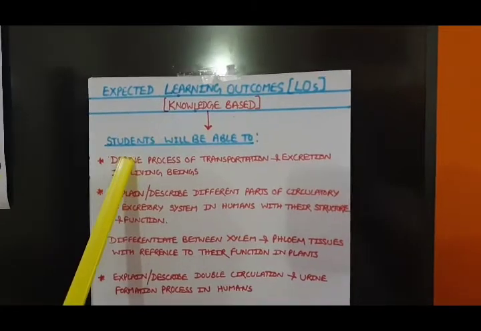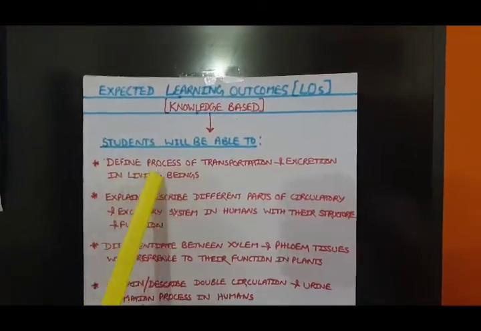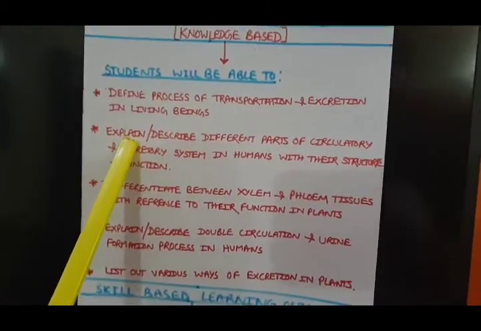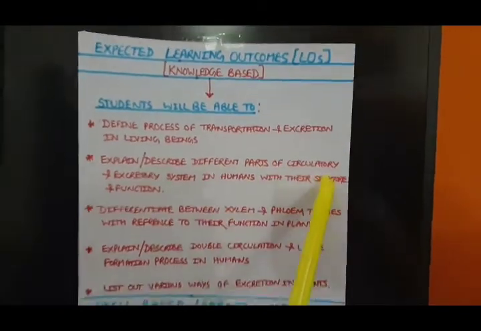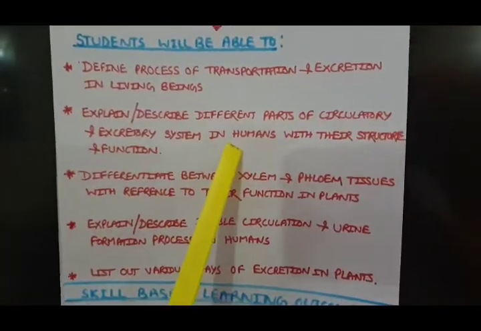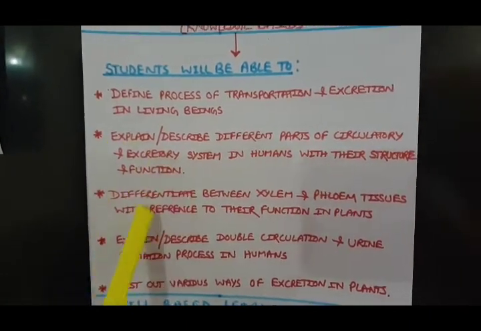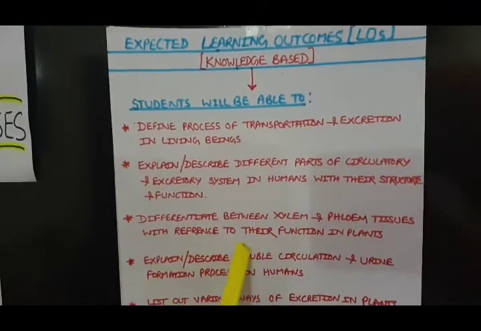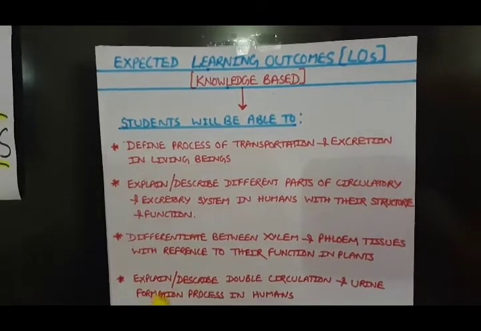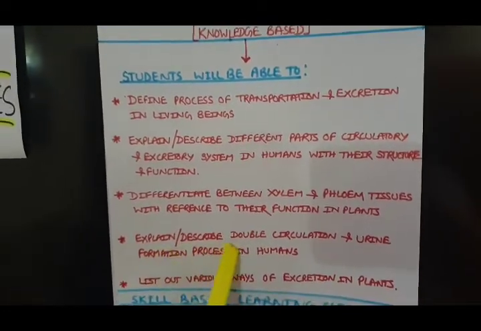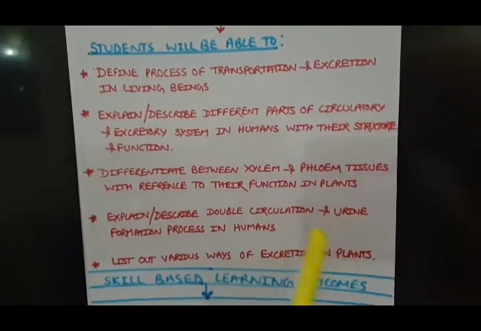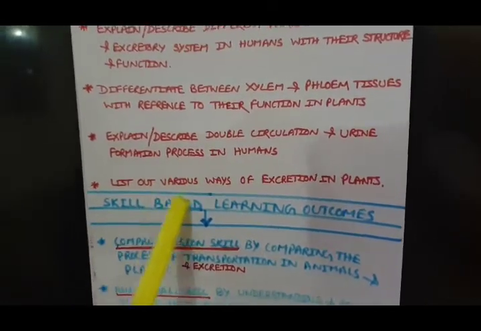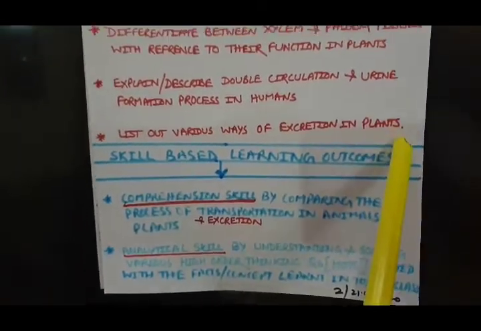After today's class, you will be able to define the process of transportation and excretion in living beings. You will also be able to explain and describe different parts of the circulatory system and excretory system in humans with their structure and function. You will also be able to differentiate between xylem and phloem tissues with reference to their function in plants, and you will also know about double circulation and the urine formation process in humans, and you can list out various ways of excretion in plants.